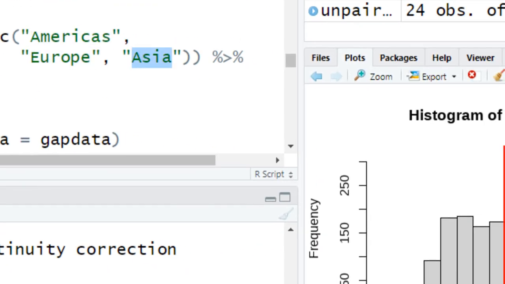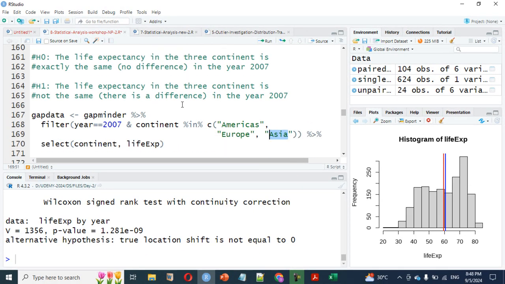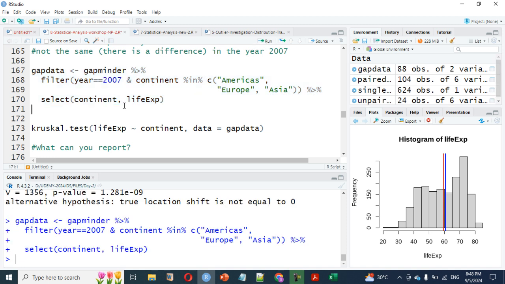Three continents. Now, this is for ANOVA because this is more than two, three or more. That is what ANOVA does. This is one way ANOVA now. We have America, we have Europe, we have Asia. So we can select by continent and life expectancy and see the result. If you run this line now, you can see the result as well.